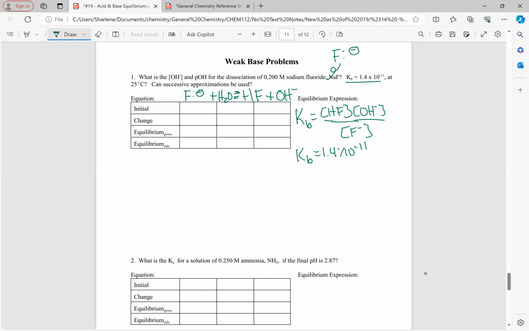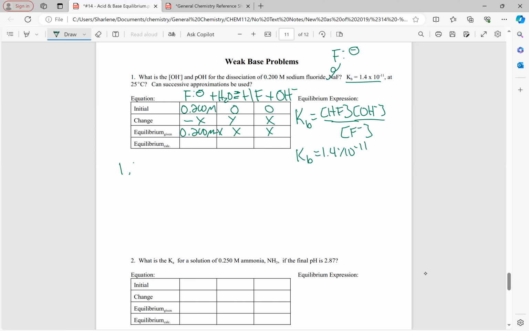Okay, what do we know about the initial concentrations? Well, it looks like we had 0.2 molar fluoride. I didn't add anything to it, so these are 0. So minus x, x, x, and this is 0.2 minus x, x, and x, because none of them were given. Oh, okay. Well, guess what? I have a Kb, but all of my equilibrium concentrations have x's in them. So I'm going to plug it in.